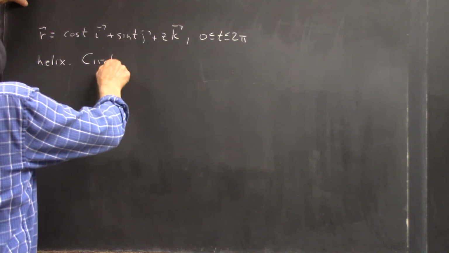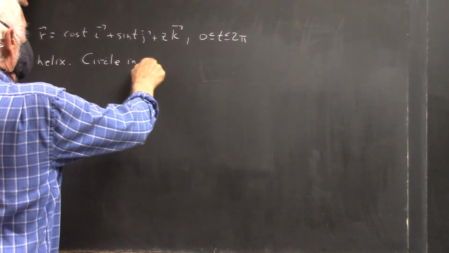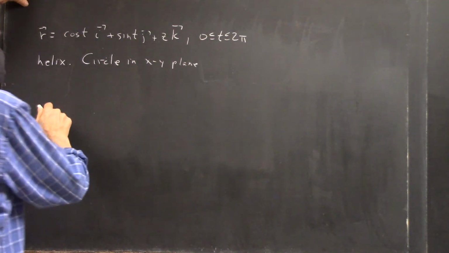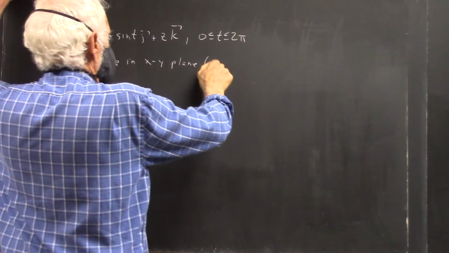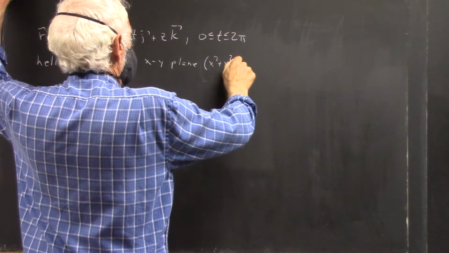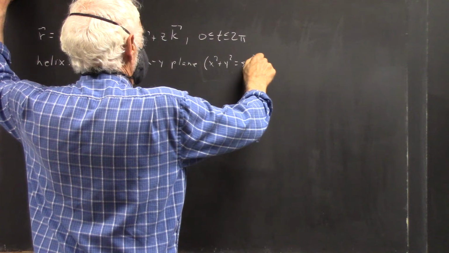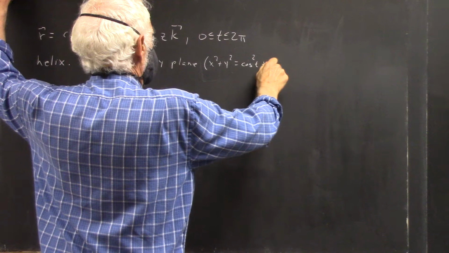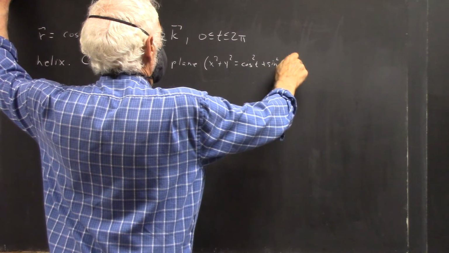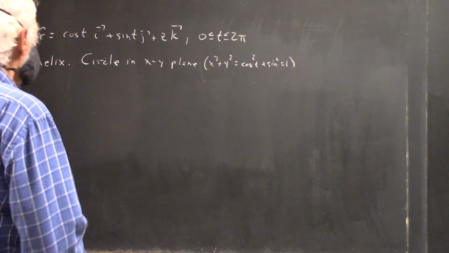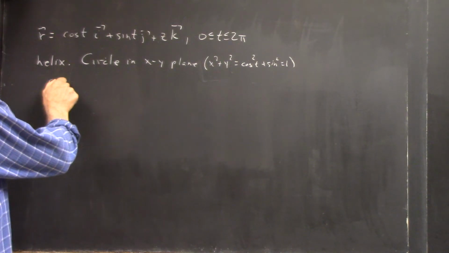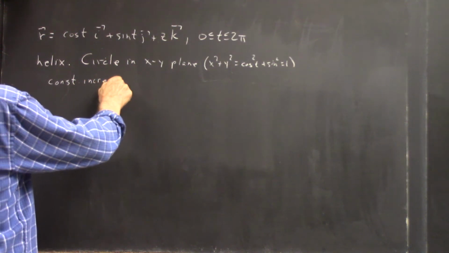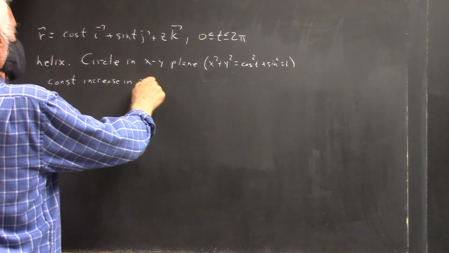It's a circle in the XY plane because, well, let's do it in order. Cosine squared t plus sine squared t equals 1. That's your circle. And a constant increase in the z direction.